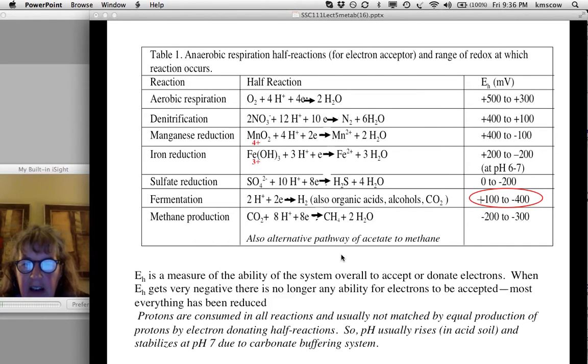I'll just talk loud. But what happens is that in a flooded soil system, if the pH starts out lower, it's going to rise over time and stabilize at around pH 7. And it rises because a lot of protons are going to be consumed in these reduction reactions, and the net result is a pH rise, and it poises at around 7 due to the carbonate in the system.